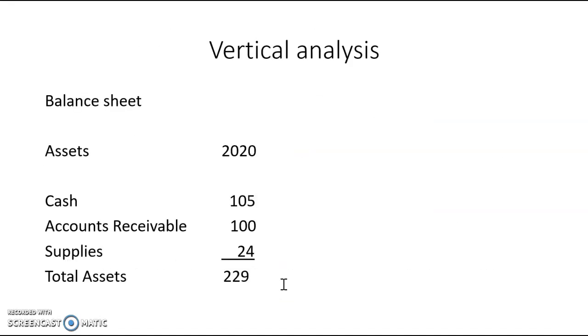So here's an example on the balance sheet. Cash is 105 out of the total assets of 229. When we divide 105 by 229, we can see cash is 45.9% of our total assets. Divide the 100 accounts receivable by 229. Accounts receivable is 43.7% of total assets. Supplies, divide the 24 by 229. It's 10.4% of the total assets.